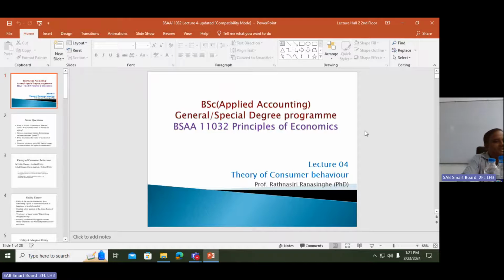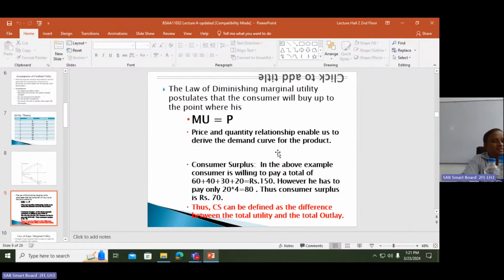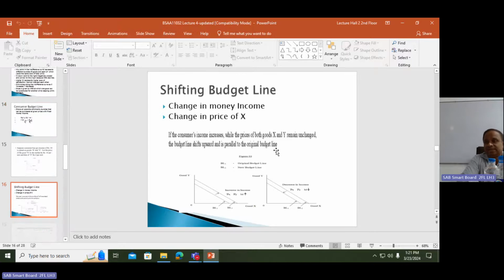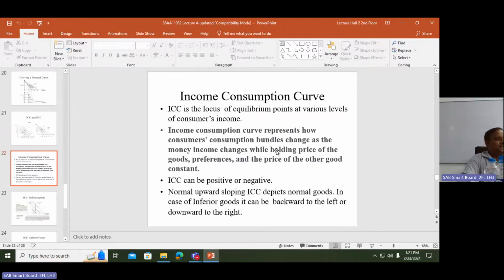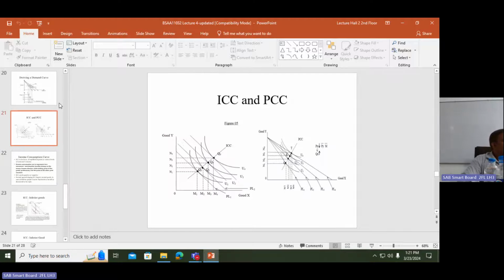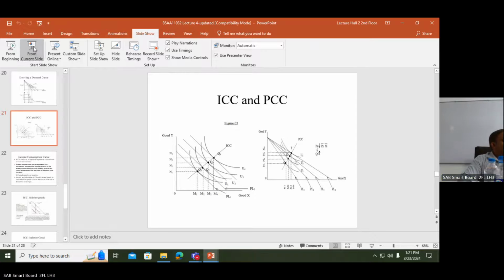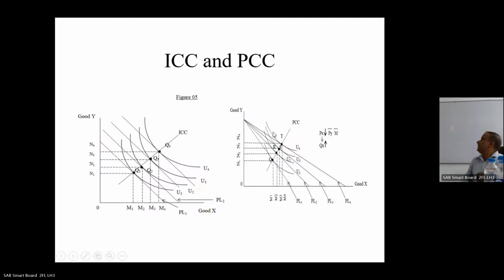Then we derived the demand curve, and explained why the demand curve is downward sloping based on the indifference curve analysis. You may remember, finally, where we stopped, we talked about the price consumption curve and the income consumption curve, the PCC and the ICC. Now, ICC, what did we talk about? Basically, the bundle of goods that the consumer consumes.